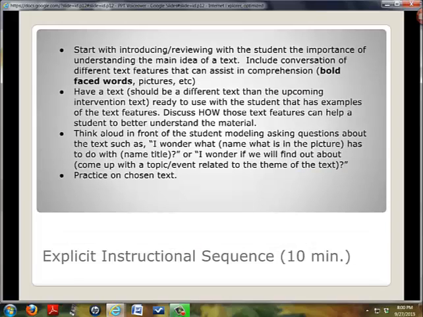Start with introducing to the student the importance of understanding the main idea of a text. Include conversation of different text features, such as bold-faced words, that can assist in understanding. Have a text ready to use with the student that has examples of the text features, and discuss how those text features can help a student to better understand. Think aloud in front of the student, modeling asking questions about the text, and then practice on the chosen text.